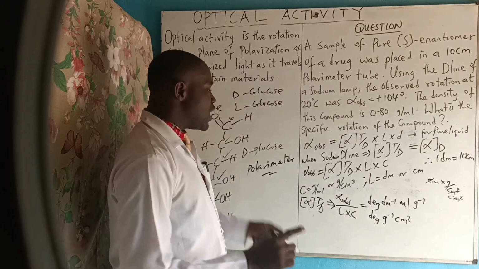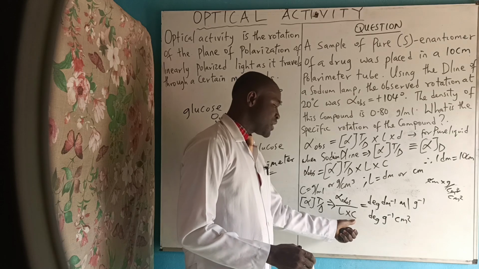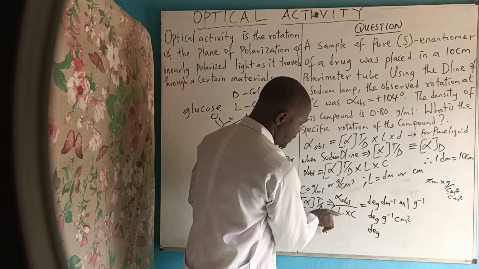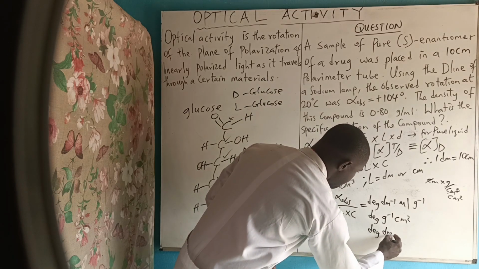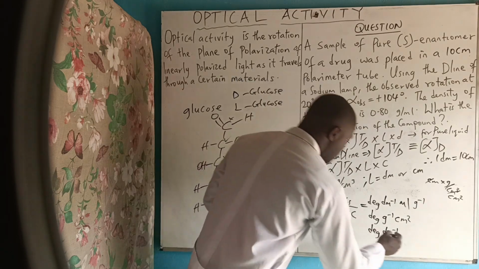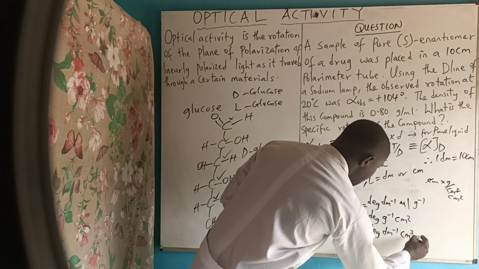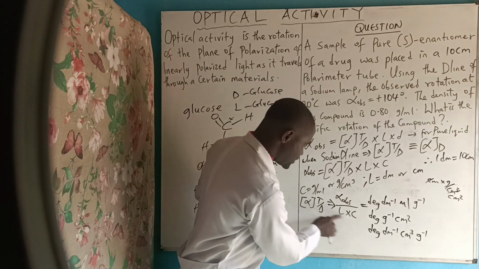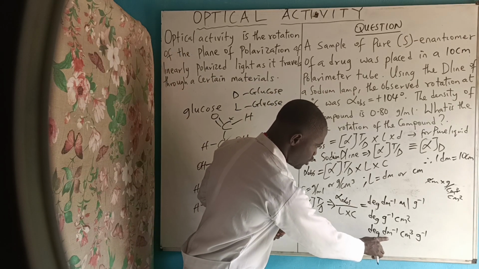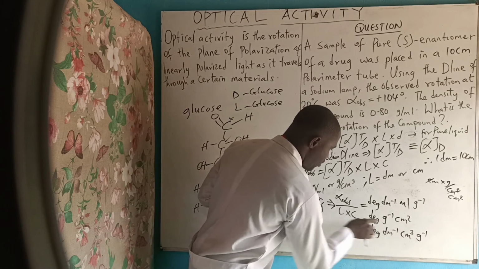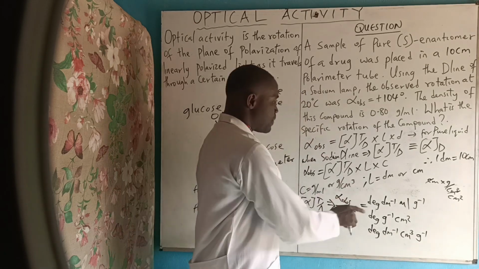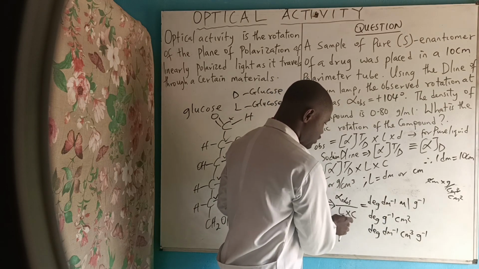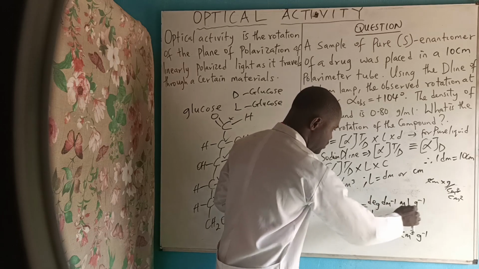Then if the length is in dm and this is gram per centimeter cube, you will have the unit to be degree per dm, then centimeter cube. All this depends on what you use. This is in dm, that is why you are using this unit, and this is gram per cm cube. Then this one is when you use the length in dm and the concentration in gram per mil, you make sure that the unit goes this way.